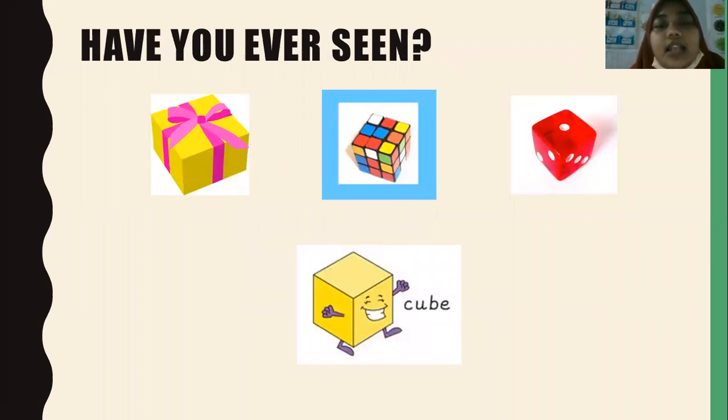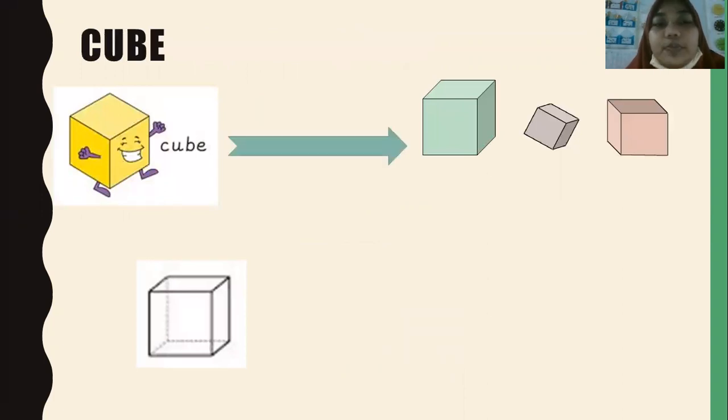Students, have you ever seen a gift box, a Rubik's cube, or dice? All of them we call cubes. All of them are cubes too. There are many kinds of cubes: a big cube, a small cube. If you find a shape like this, it is called a cube.